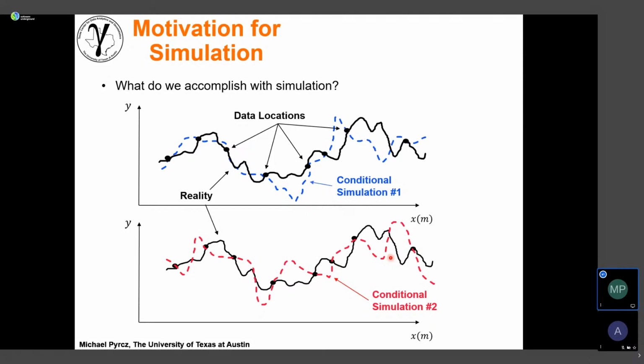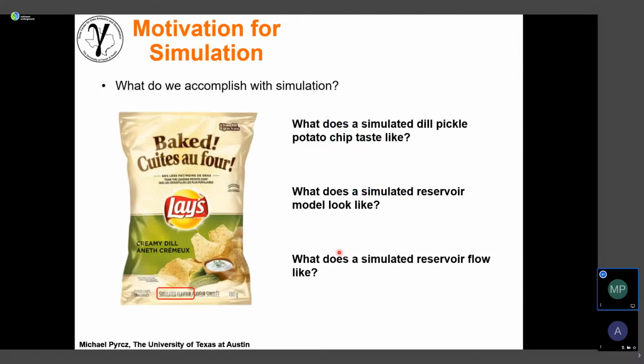Look at those images. Can I convince you that the blue and red image, those lines, have the same spatial continuity, very similar histograms, variance, the means, the P10, the P90s, would all be very similar to the black line, the truth that we do not have. That's the whole point of simulation.